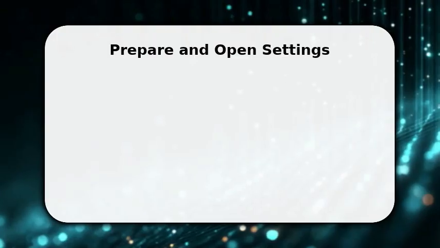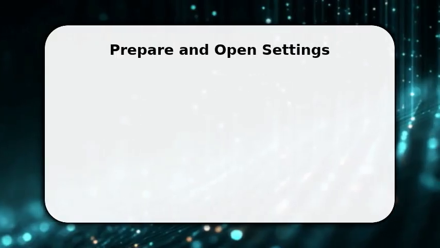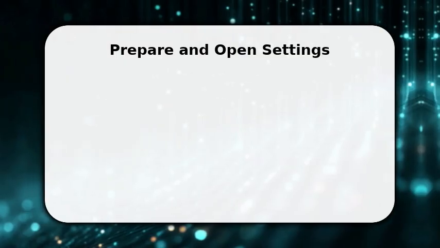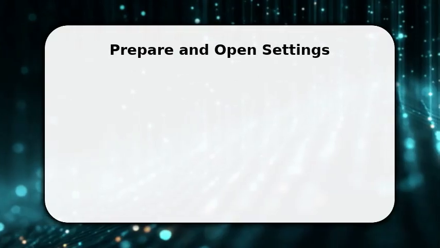Enjoy the video. You start by making sure the phone has power and you can navigate settings without interruptions. Open Settings and tap Wallpaper or Home Screen and Wallpaper. This path varies by Samsung model but gets you to the same control.